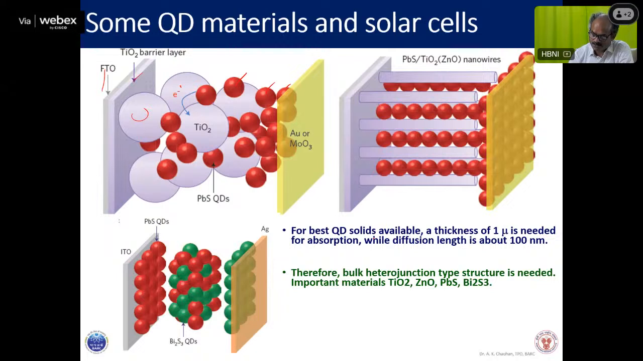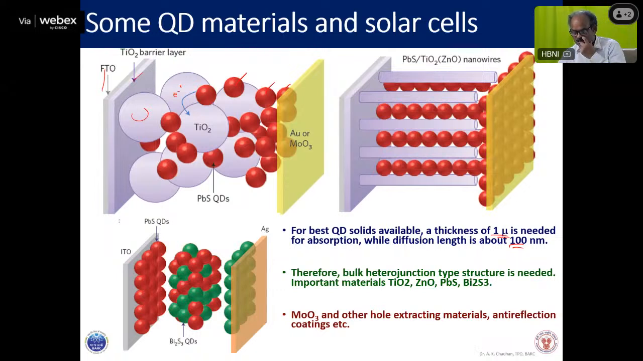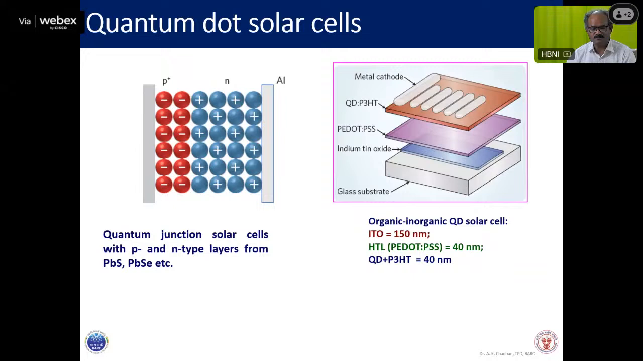For the best quantum solids available, a thickness of 1 micron is needed for absorption, while the diffusion length is about 100 nanometers. Therefore, a bulk heterojunction type of structure is needed. Important materials are TiO2, zinc oxide, lead sulfide, bismuth sulfide, molybdenum oxide and other hole accepting materials, and an anti-reflection coating is also deposited. So this is a typical quantum dot fabrication step.